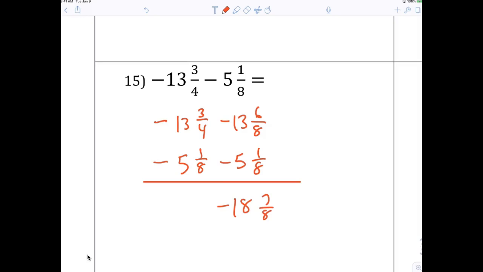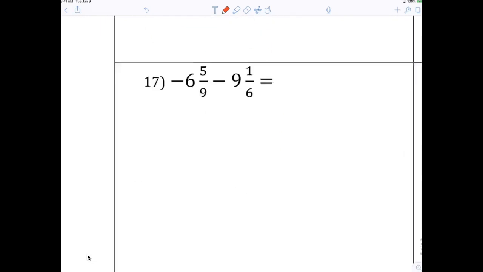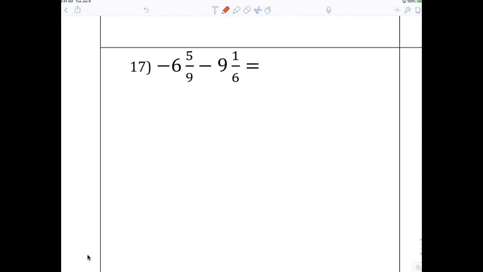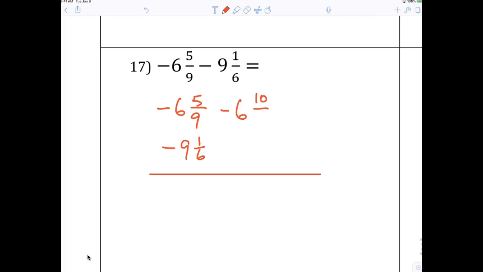All right, hopefully you're feeling better about the fractions today. Let's check out 17. Adding or subtracting again? Adding. Negative 6 and 5/9 minus 9 and 1/6. Common denominator is 18. Negative 6 and 10/18 minus 9 and 3/18. Sorry, final answer: negative 15 and 13/18.